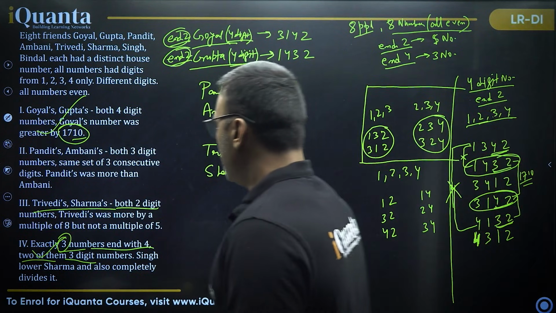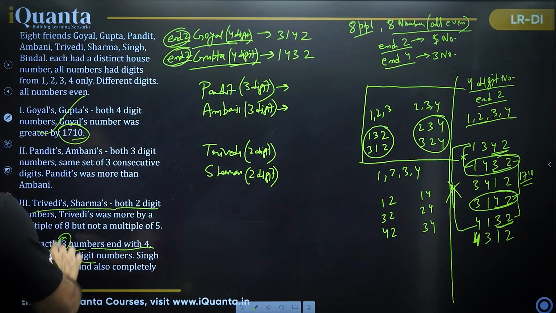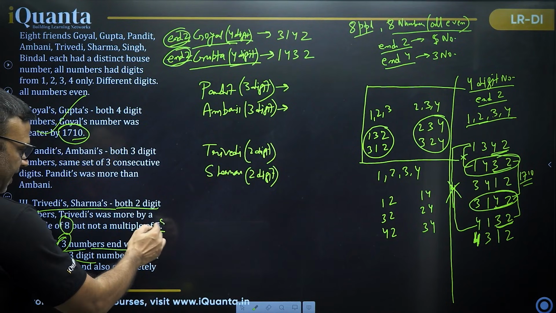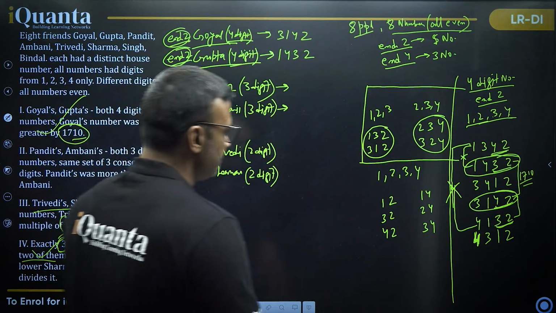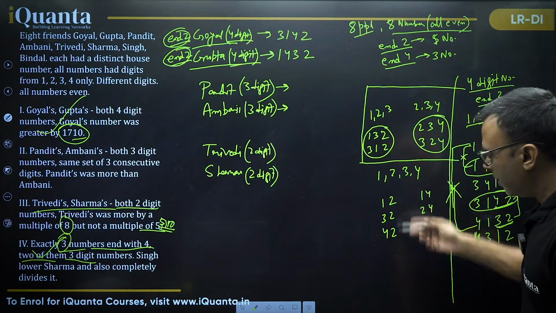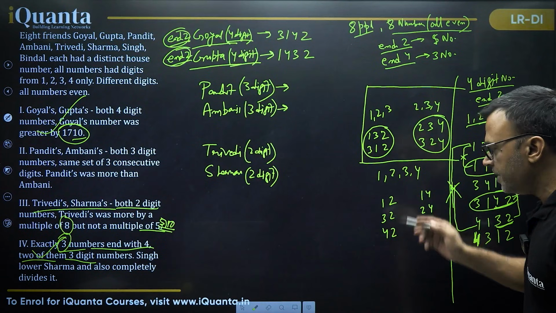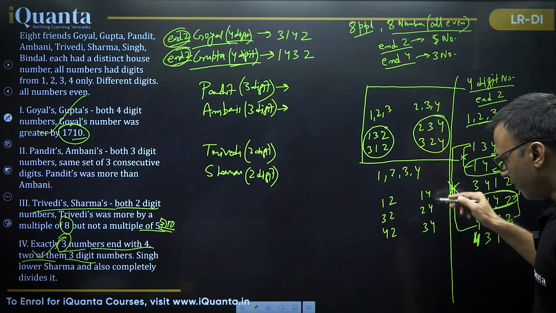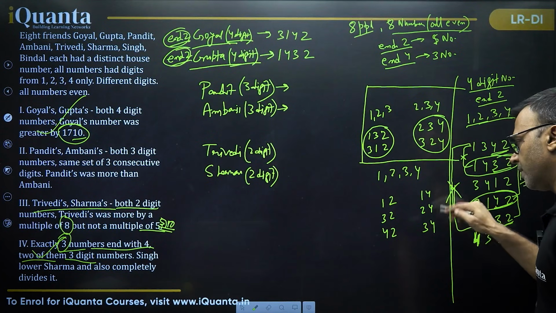Nice. The difference between them has to be a multiple of 8, but not a multiple of 5. Multiple of 5 means 5, 10, 15, 20 and so on. So that means we cannot take any two numbers from here, because if I take two numbers from here, the difference will be 10, that will be a multiple of 5. So I cannot take two numbers from here. Similarly, because 4, 4, 4 is there, the difference will be a multiple of 10, so I cannot take two numbers from here.